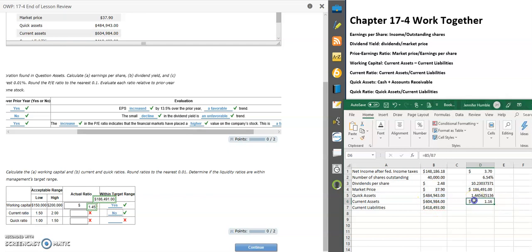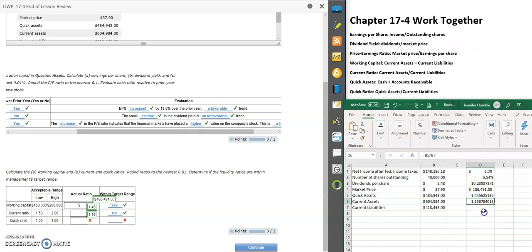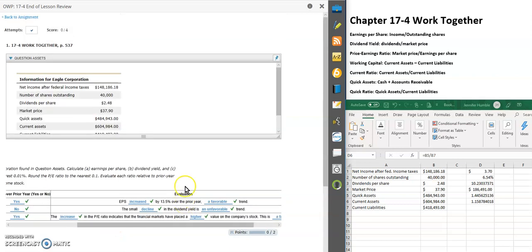Okay. So again, I don't know why they're not putting it as a decimal. I guess probably because it's 100 and something %. So that's a little bit confusing. But 1.16 is your answer. Okay, so is it within target range? 1.16 is between 1 and 1.5, so that is a yes. Okay, and that should do it.